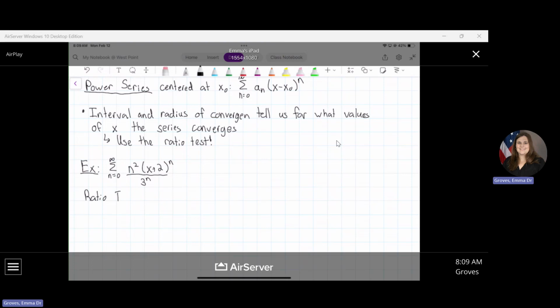So we're going to start with the ratio test. The ratio test tells us we're taking the limit as n approaches infinity of the absolute value of (n plus 1) squared times (x plus 2) to the n plus 1 all over 3 to the n plus 1, times, and instead of writing my n term in the denominator, I'm just going to flip it, 3 to the n over n squared times (x plus 2) to the n, absolute value of all of that.